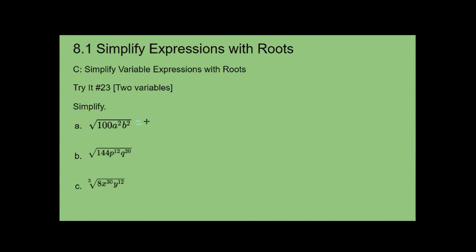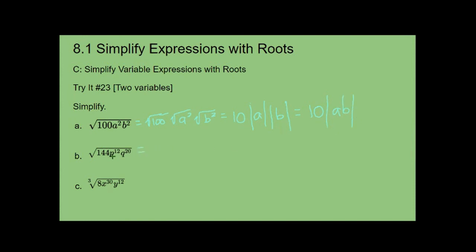So let's go ahead and do this. We're going to rewrite this as the square root of 100 times the square root of a squared times the square root of b squared. And the square root of 100 is 10. And we're dealing with an even root, so we need to use absolute value of a and absolute value of b, but we can combine those absolute values together and get 10 times the absolute value of ab.